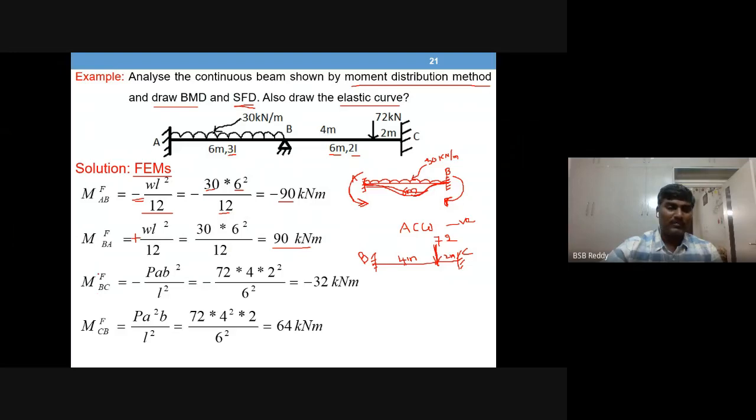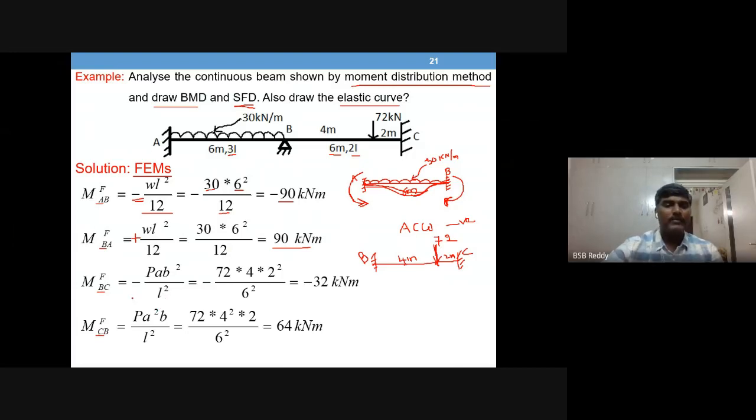MFBC. See the notations that I am using. MFAB, fixed end moment AB, I am writing the value at A. MFBA, I am writing the value at B. Similarly MFBC, I am writing the value at B, and MFCB, I am writing the value at C.